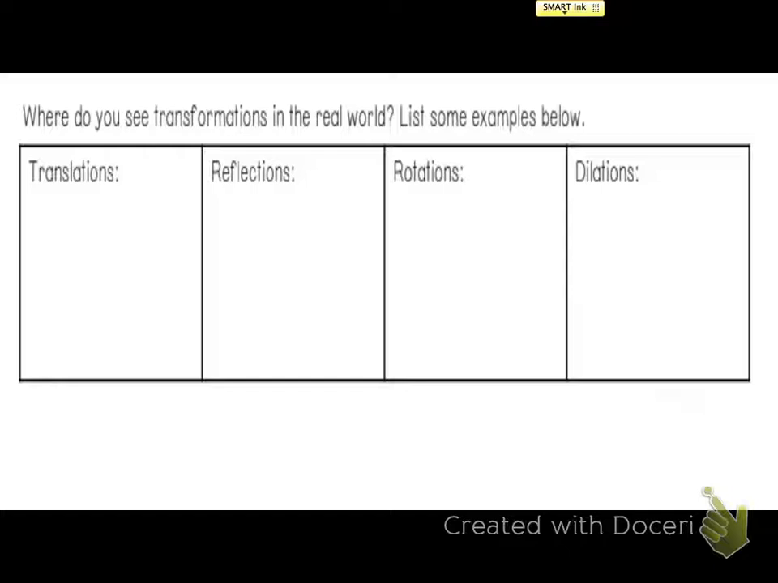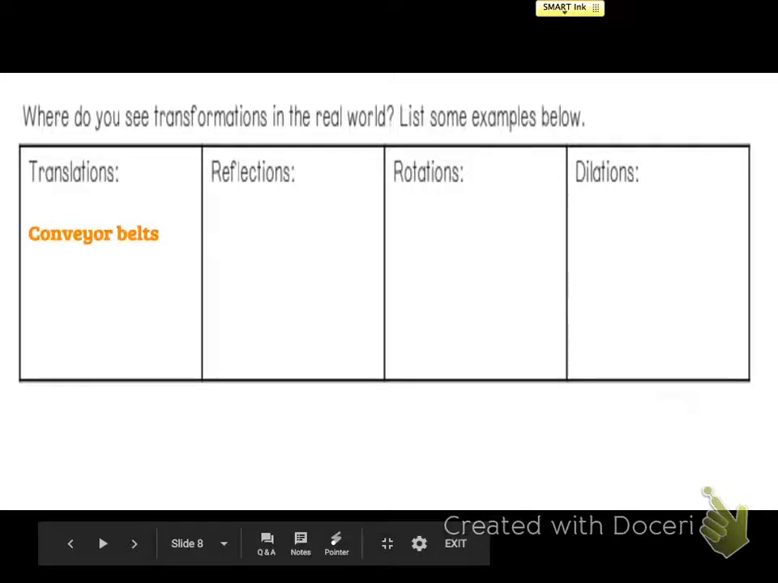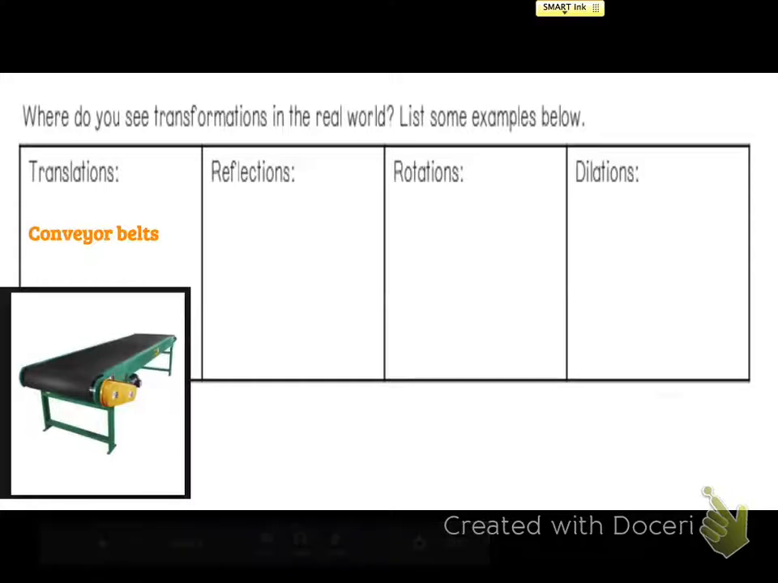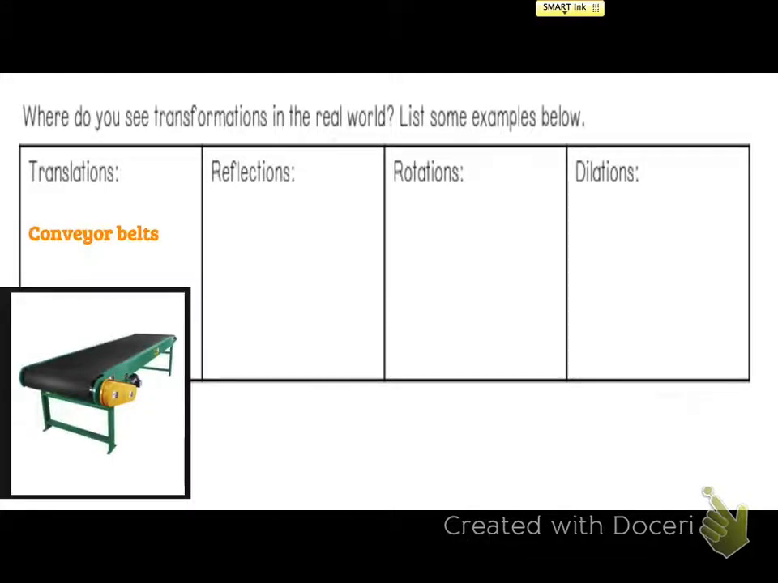Okay, so where do we see transformations in the real world? List some examples below. I'm going to give you an example, and then you can give me an example afterwards, okay? So translation. We said that translation was a slide. So something that you might see in the real world would be a conveyor belt. It's sliding, okay? TJ said a slip and slide.